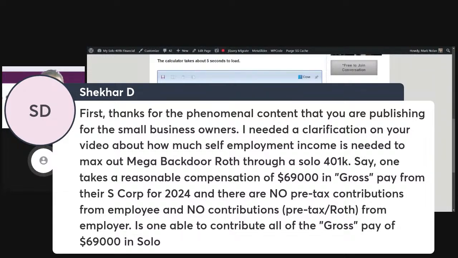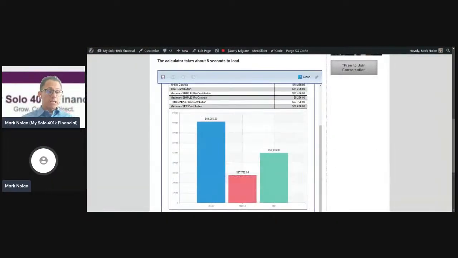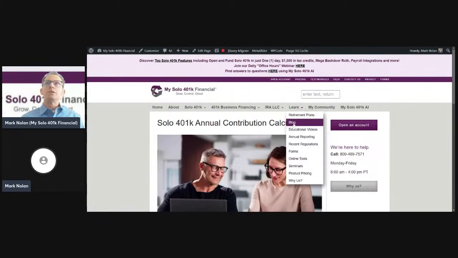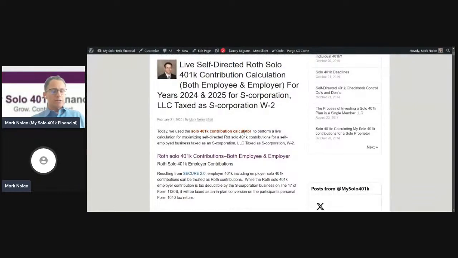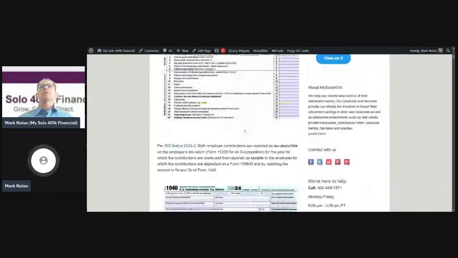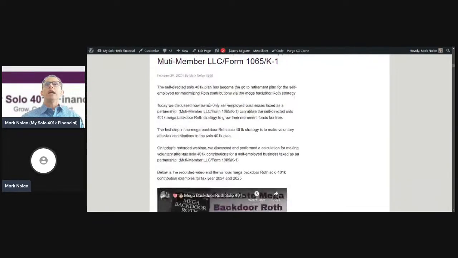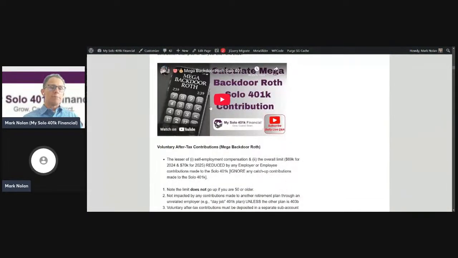Yes. The short answer is yes. And let's do a calculation on that. And the reason being, and we actually did a presentation on this last week. Let me see if I can look it up here. So voluntary after-tax solo 401k contributions as part of the Mega Backdoor Roth solo 401k, those are dollar for dollar. So it takes less income to maximize those voluntary after-tax solo 401k contributions, which can then be converted to the Roth solo 401k or to the Roth IRA.